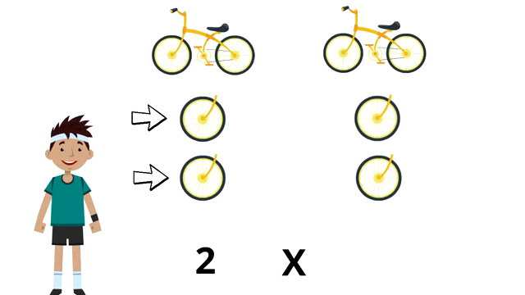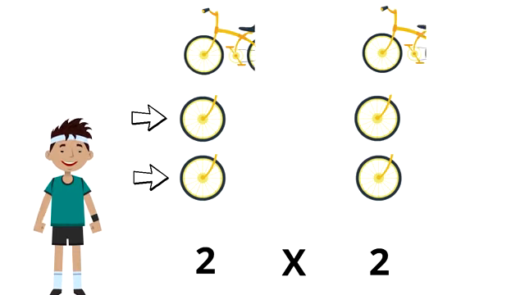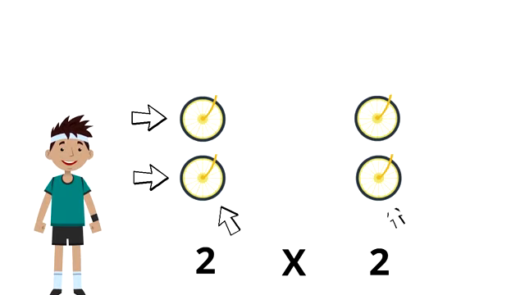All right, the second number we write is the number of groups. You can see them here. How many groups do we have of two? How many? Yeah, two. So it reads 2 times 2. To figure this out, we are going to skip count by 2. 2, 4. That means 2 times 2 equals 4. If you have 2 bikes, that means you have 4 wheels. 2 times 2 is 4.